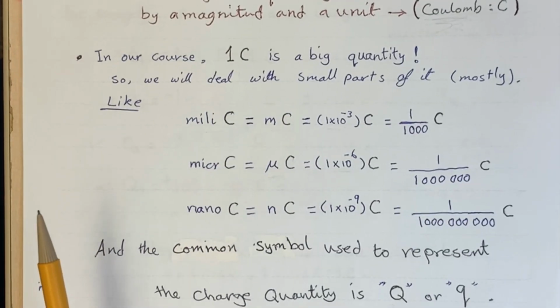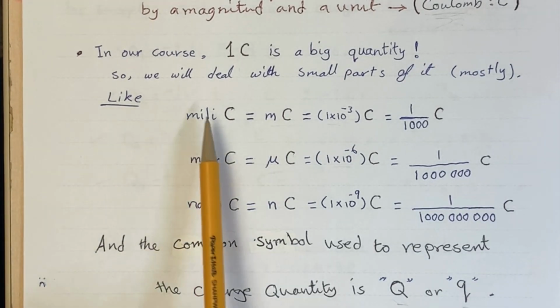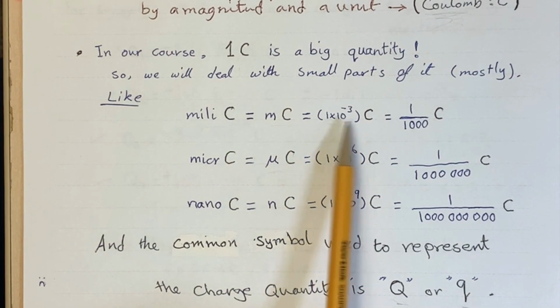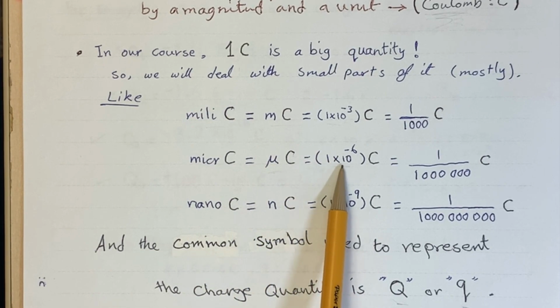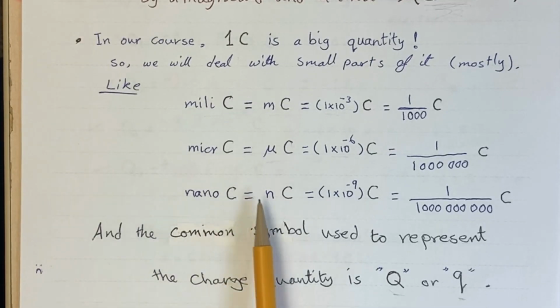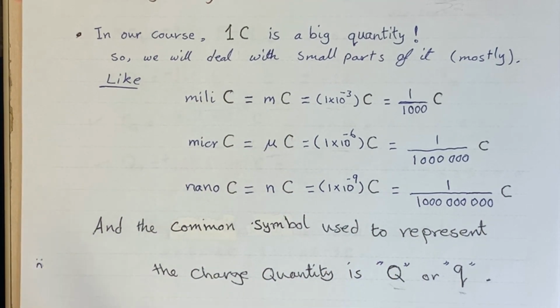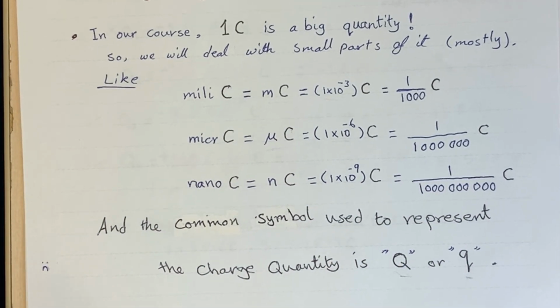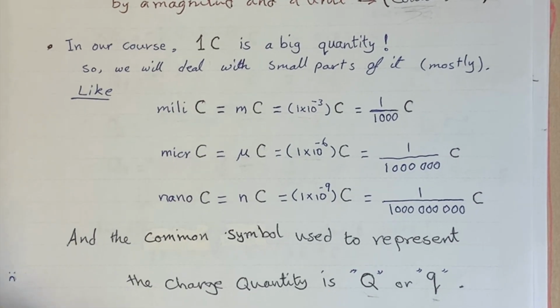So in this course, we are dealing with small quantities of that big quantity. So we will deal with milli coulomb, which is 10 to negative 3 coulomb, or micro coulomb, which is 10 to negative 6, or 1 millionth, or nano, which is 10 to negative 9, which is billionth of a coulomb. And the common symbol used in the solution for any problem is Q, in upper case or lower case. So the symbol of the charge quantity is Q.